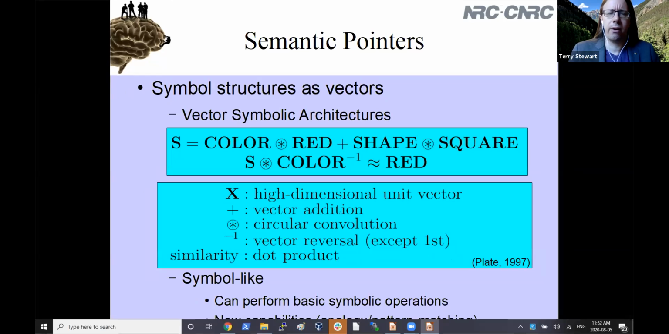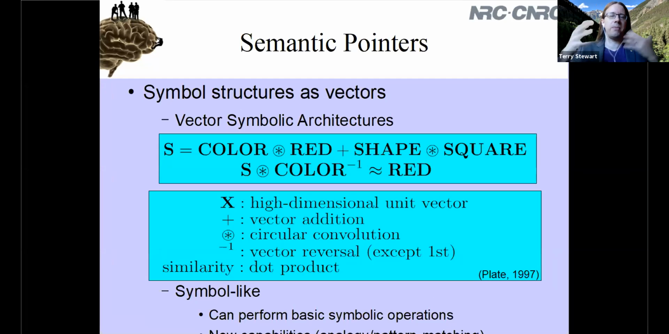The idea here is, if I want to have a vector that represents some sort of symbol structure, something like a red square, so I've got some symbols and they're related to each other in some way, then what I might do is have vectors for each of the basic terms in my language. So I might have a vector that means color, a vector that means red, a vector that means shape, and a vector that means square.